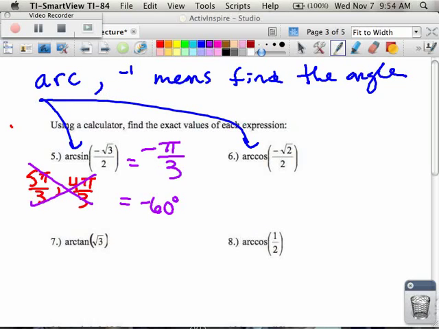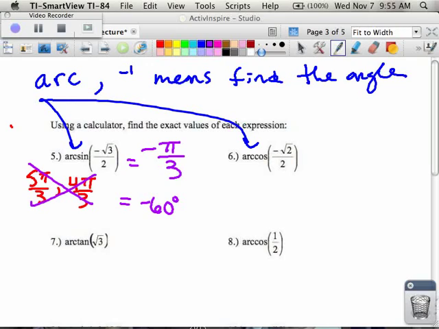Okay, so let's try another one, because it's always helpful to try a few of these. Look on your unit circle again. This time we're going to talk about the arc cosine. A negative root 2 over 2 tells me for sure what kinds of angles I'm going to be talking about. 45 degrees. 45 radian, pi over 4s. So I know my answers have to be pi over 4s.